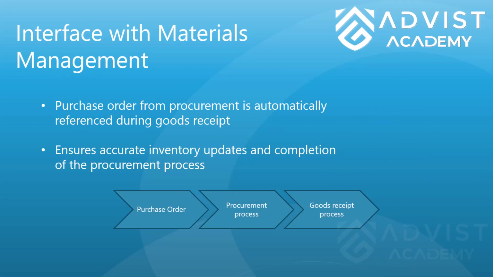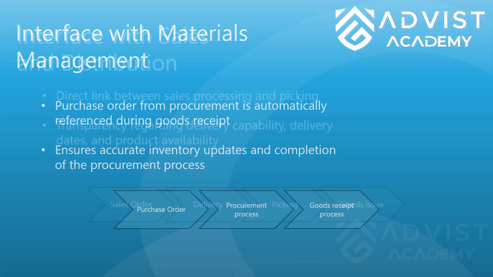Materials management forms the foundation for many processes that ultimately lead into warehouse operations. A purchase order initiated in the procurement process not only triggers a sourcing activity, but also prepares the goods receipt process in the warehouse. Once the goods arrive, they are received physically and posted as a goods receipt in the SAP system. During this step, the purchase order is automatically referenced, allowing details such as quantity, supplier, and material number to be transferred without manual input. This integration ensures that stock levels are updated correctly and the procurement process is completed accurately.